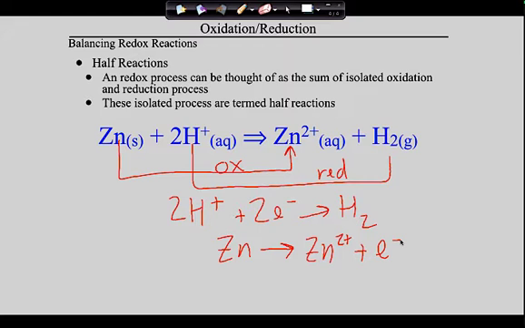So what does that then tell us? Well, guys, notice where the electrons are here. They're on the reactant side. That will always be the case for the reduction half reaction. So in a reduction half reaction, the electrons are always a reactant. And then in the oxidation half reaction, the electrons are always a product.